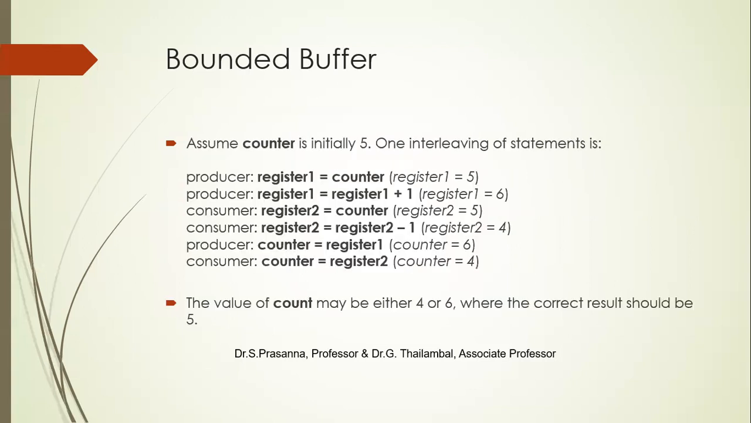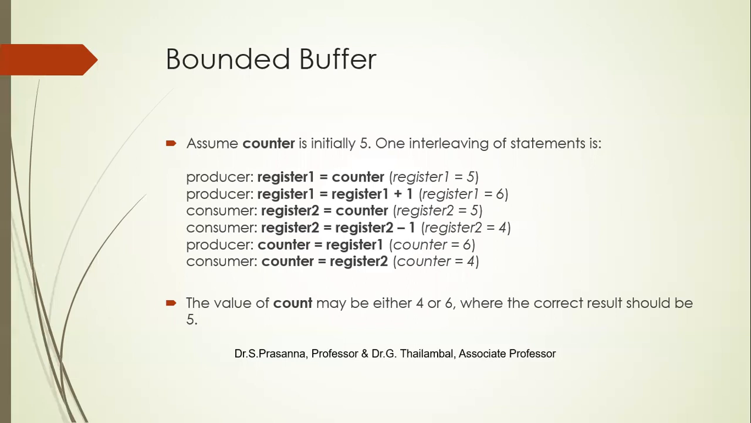So, bounded buffer: assume the counter is initially 5. In one interleaving of statements, the value of count may be either 4 or 6, which is not the correct result. Therefore, the interleaving should not happen between accessing of the bounded buffer, a problem of producer-consumer. If interleaving happens, that means both the producer and the consumer are trying to access it simultaneously. So if this interleaving happens, the results will be wrong.